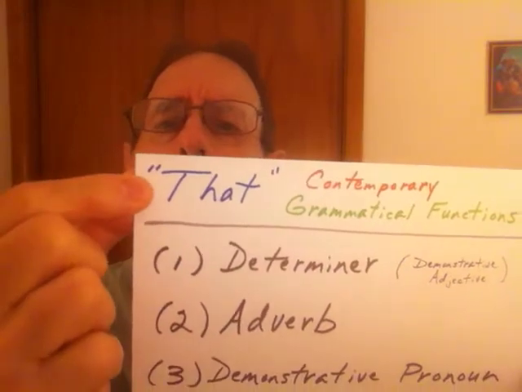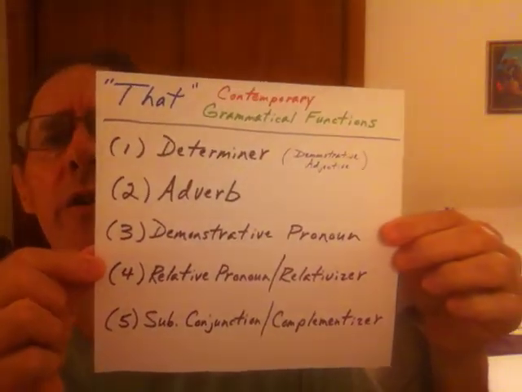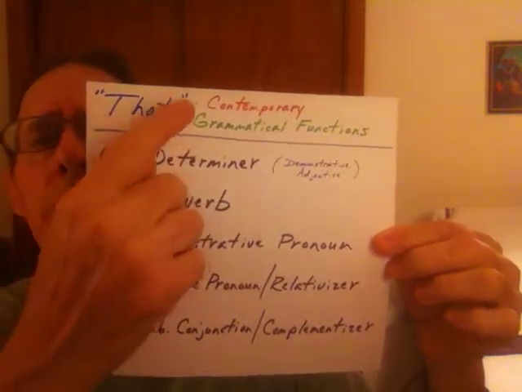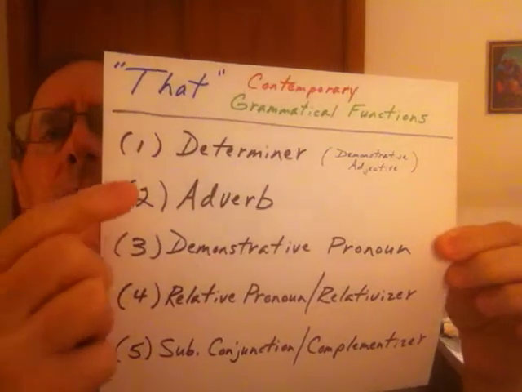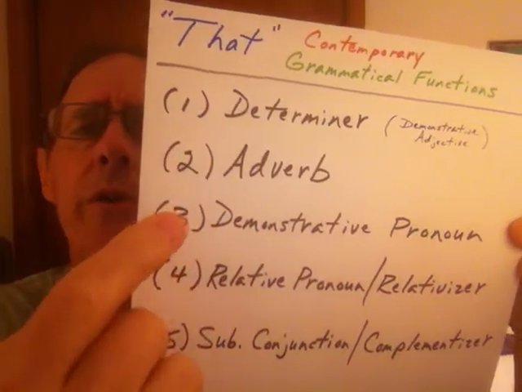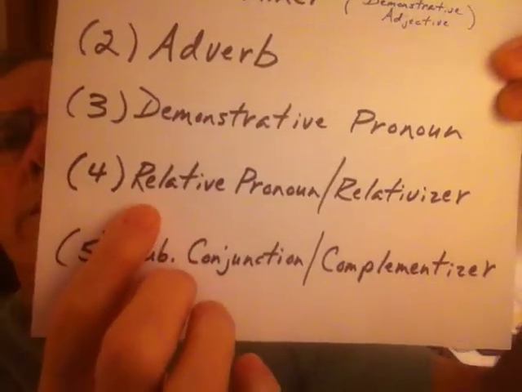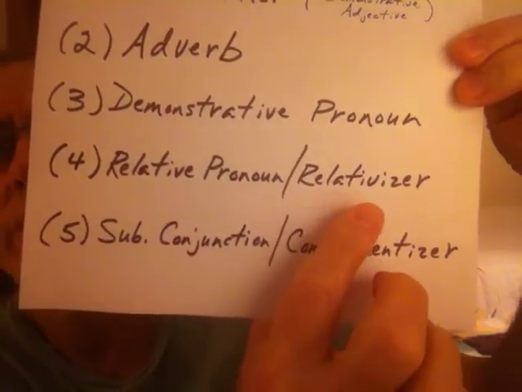Now, in the 4 previous videos in this series, I talked about the word that. I talked about how I thought that might be an extremely significant word. I talked about how it might be one of the very first words used by humans, and I went on, okay? And I also talked about the 5 grammatical functions of the word that in the contemporary or traditional sense, okay? I talked about how it's referred to as a determiner, an adverb, demonstrative pronoun, and then the 4th thing, which we're going to talk about today, is the so-called relative pronoun or relativizer, okay?